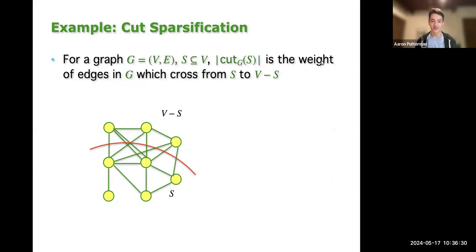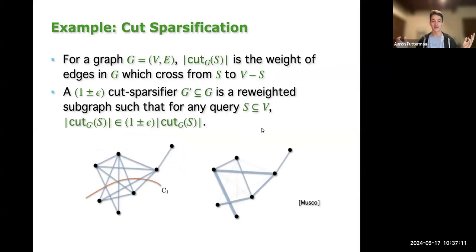A seminal example of sparsification is cut sparsification. We're given a graph G with vertices and edges. The query corresponds to some subset S of the vertices, and the response we want for any query is the size of the corresponding cut. The size of a cut is measured by putting the vertices in S on one side and the vertices in V minus S on the other side, and asking what is the weight of the edges crossing from S to V minus S. In this diagram, we have S on the bottom and V minus S on the top, and the response is the weight of the edges that go from S to V minus S.